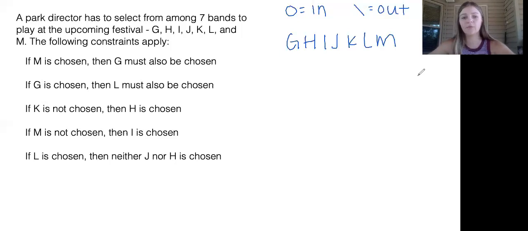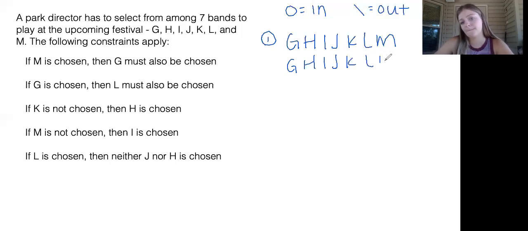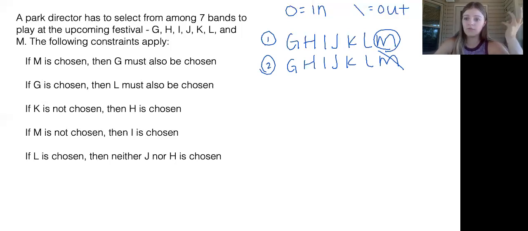So let's go into rule number 1, which says if M is chosen, then G must also be chosen. Okay, so ask yourself, in this world, in world number 1, do we know where M is? We don't because it's not circled or slashed. So we're going to make a copy. Label this number 2. We're going to make a copy. And because we only have 2 options, it being in and it being out, we're going to make that happen. So we're going to circle one and we're going to slash the other. It does not matter which one you circle. It does not matter which one you slash, so long as you have one circled and one slashed.